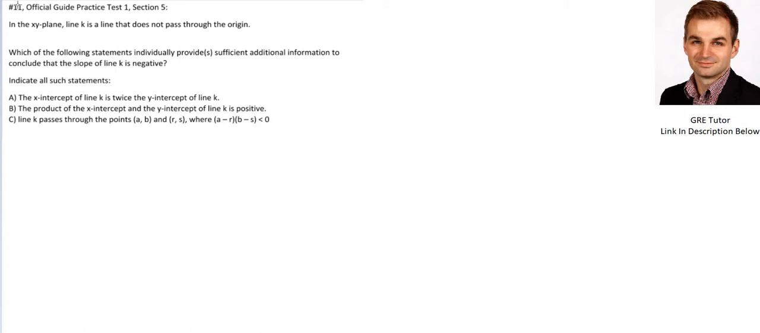Alright, let's look at it. So it says in the xy plane, line K is a line that does not pass through the origin. So that's what we're given. I already want to make sure I have an xy plane going on here, just to make sure I know what's going on. I'll have some sort of, there's the y and there's the x. So that's a good way to start.